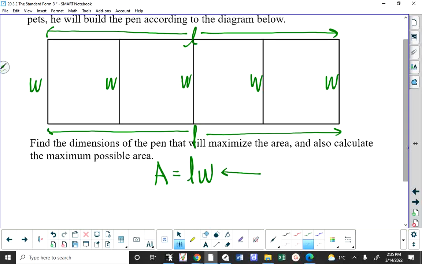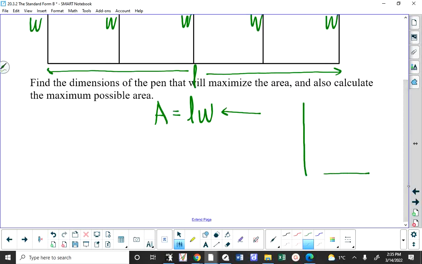Remember, this goes to the idea that if you want to maximize area, then you need to be able to think of a graph of area as a function of a variable, one variable. So what do we have to do here, Lucas? You have to get rid of one of the... I got to get rid of L, or I got to get rid of W. How am I going to do that?